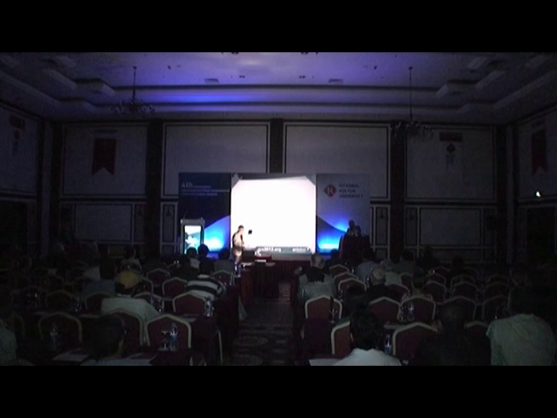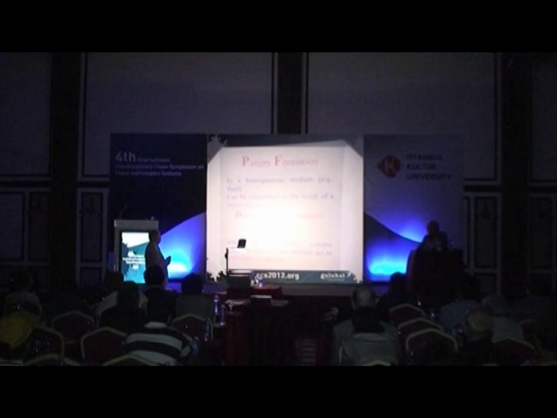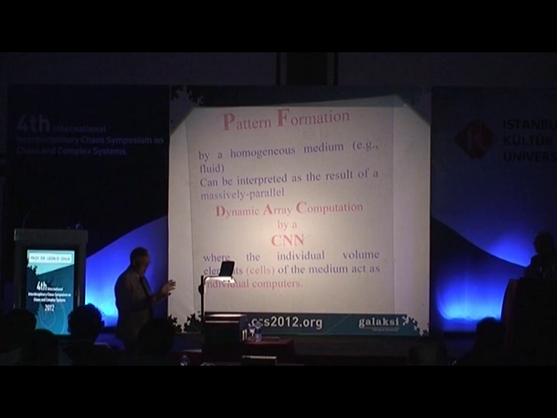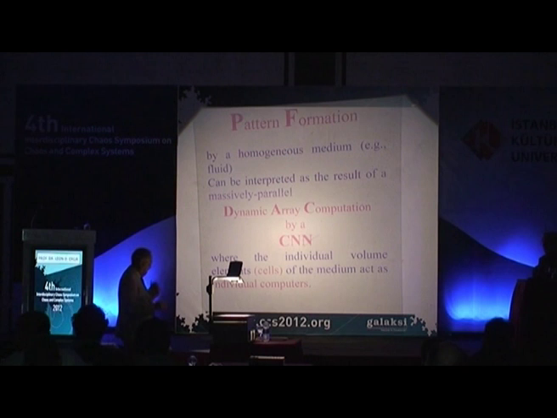to show you the same theory can be understood now very easily. Pattern formation can now be thought of as a homogeneous medium, and can be interpreted as a result of a massively parallel dynamic array computation by what's called a cellular neural network, which is something that I invented some years ago, but you don't have to know it. A CNN just stands for cellular nonlinear network. It is nothing but a local coupling of identical cells. But it is a very simple coupling that you can build with electronic circuits.